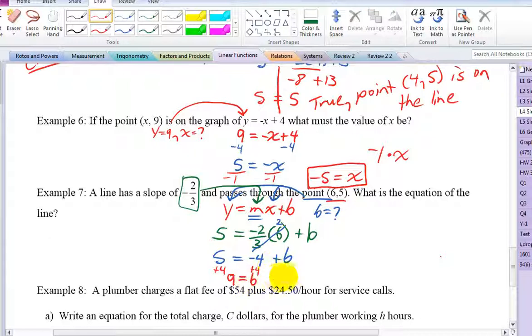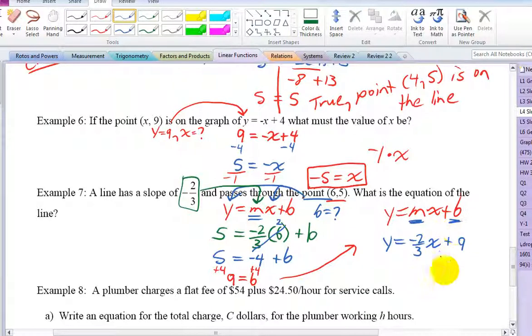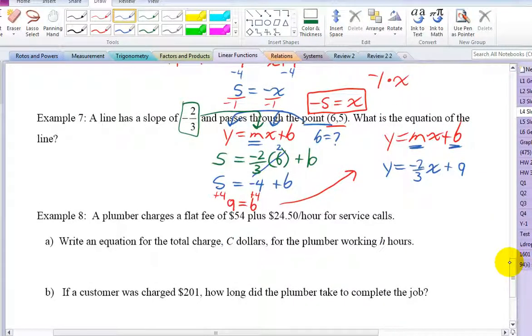So now we can use the equation y equals mx plus b. All we have to do, just like the earlier ones, is replace those two letters. So y equals, the slope is negative 2 over 3. And then what's b? Plus 9. So it's positive 9, which means we should write a plus sign. Okay. If it were negative 9, you would have written a negative. But we didn't have that.